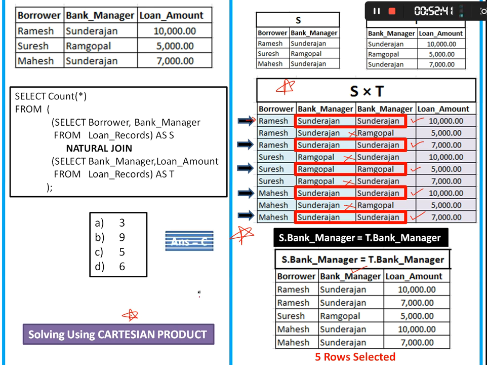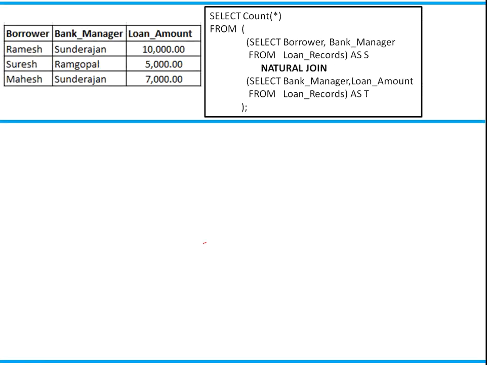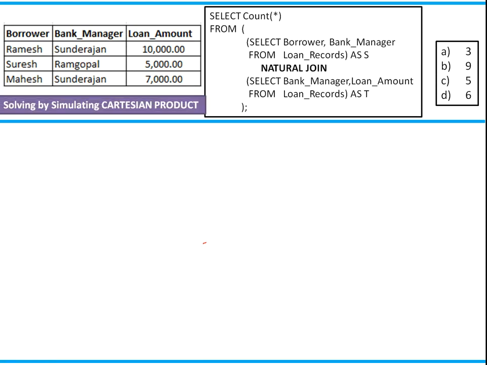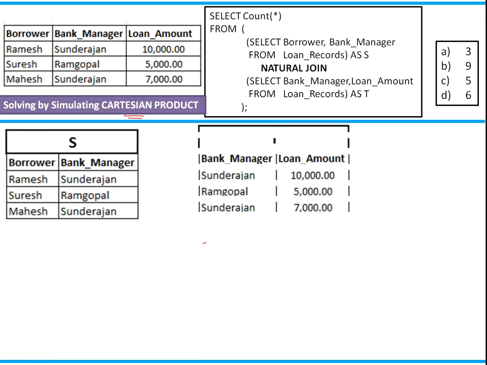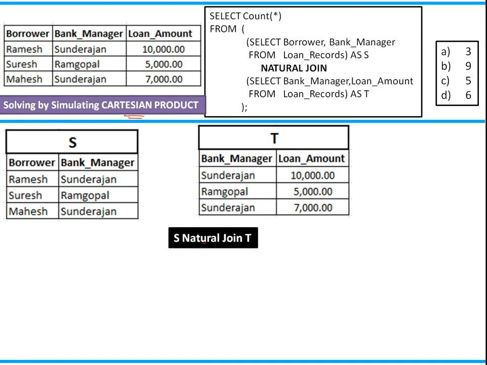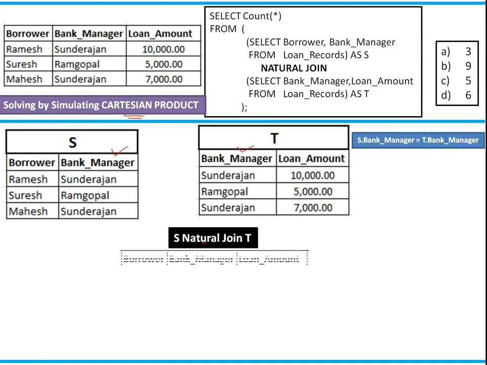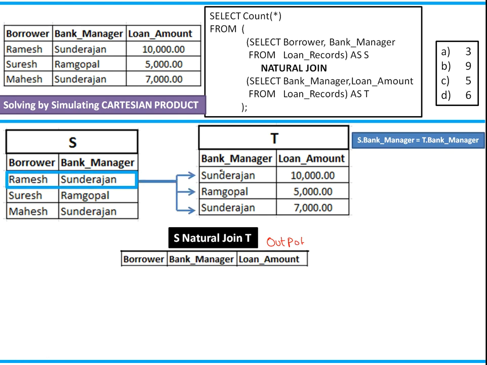Next thing. This time let's visualize Cartesian product, guys. Simulating. I don't write it. Look at it. In natural join, common columns will come only once. So here is the output I have to write. I don't write Cartesian product. I'll just visualize. This row will join with all 3 rows. Then condition. This condition. First sample.